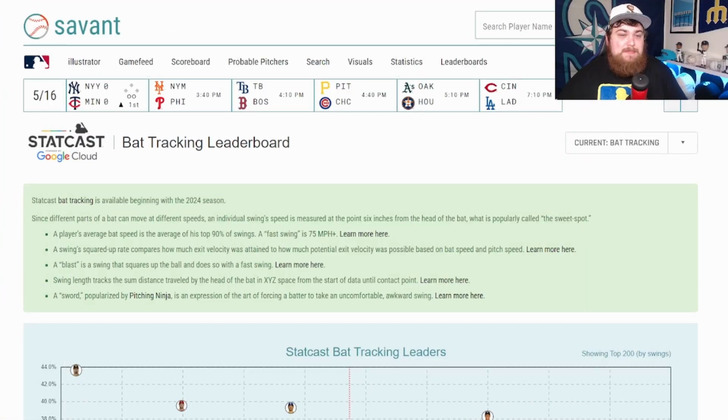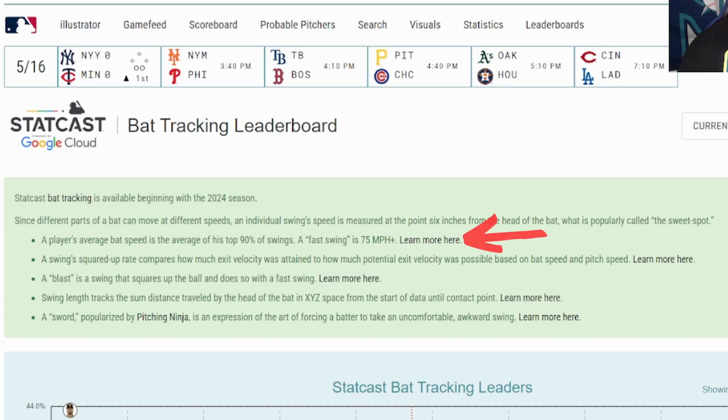And when you go onto their website, this is what you are going to see, the bat tracking leaderboard. It does have a couple of definitions in here that are helpful to know before you take a look at it. The first one is, what is the average bat speed? And that is basically the top 90% of swings for a player. A fast swing is considered 75 miles an hour or higher.